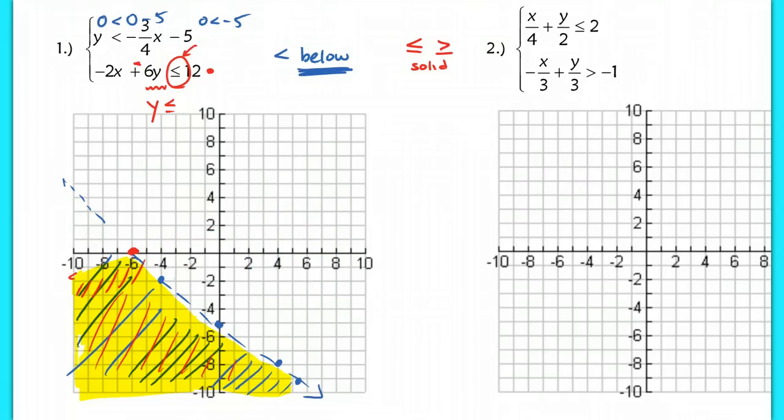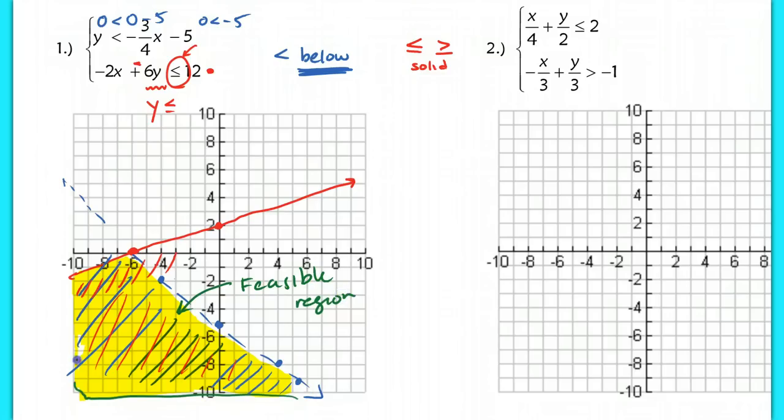Whoops, didn't mean to erase the line. Let's do it again. Okay, so this is called the feasible region. Now your feasible region does not end here. Okay, it's not like it just cut off here. This is going infinitely. This is going to extend, and this goes forever and forever.